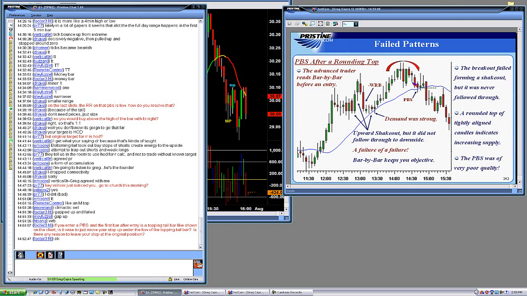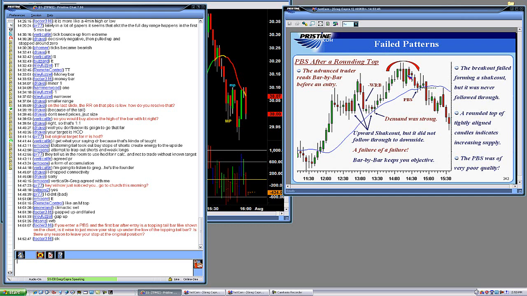And this slide shows a setup that at this point in the class, I'm sure none of you would take. But it's an example to reinforce the fact that PBSs, or what will meet the definition of a PBS, can be a low quality pattern. It formed after a rounding top. Prices had run up, attempted to go higher. You had a big green bar here that didn't follow through and it pulled back. But if you were scanning for PBSs or you had ESP scanning, this would come across as a buy.